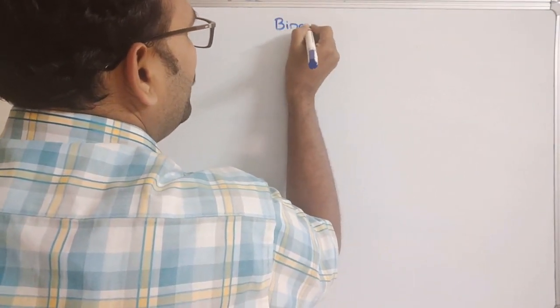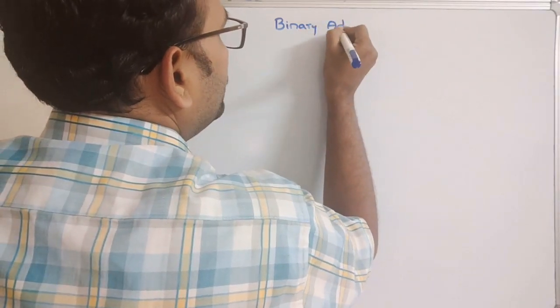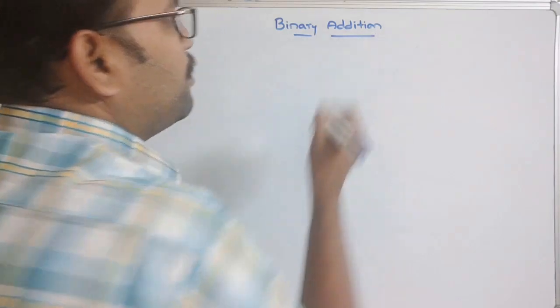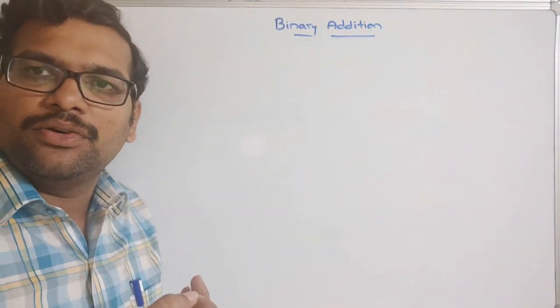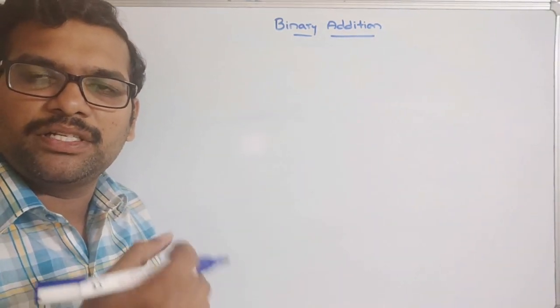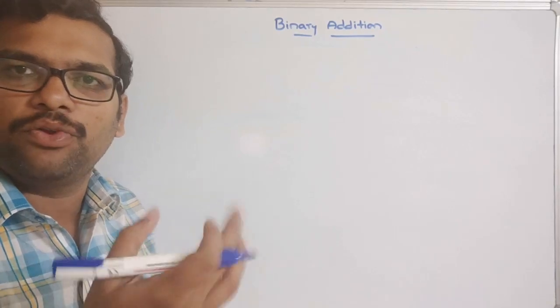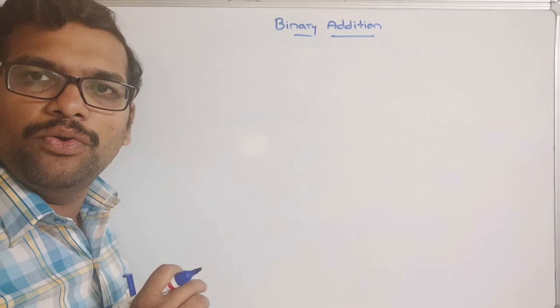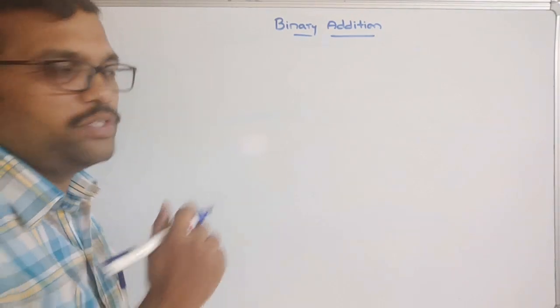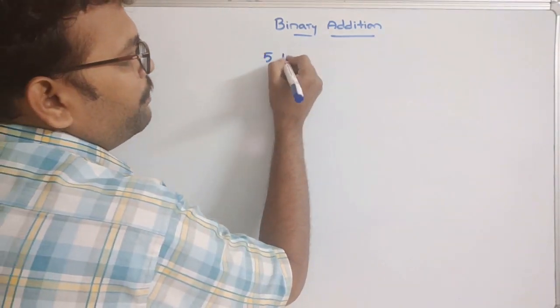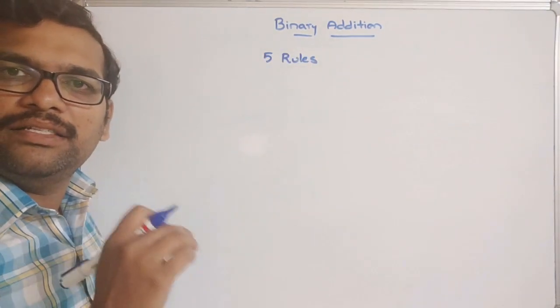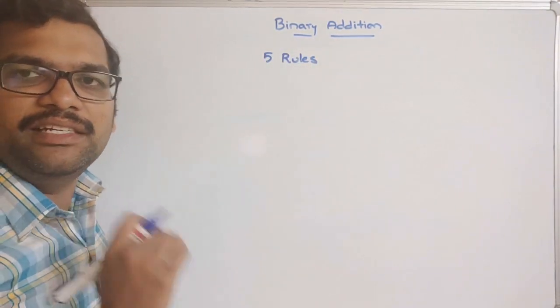So, binary addition. The conversion of decimal to binary, we have already discussed in our previous sessions. I'll post the link in the description, just follow that one, right? Before going to binary addition, we need to follow some five rules. If you understand these rules, then the binary addition will be very easy.